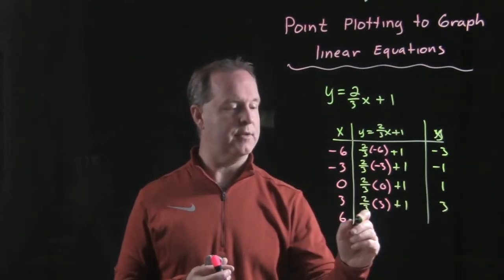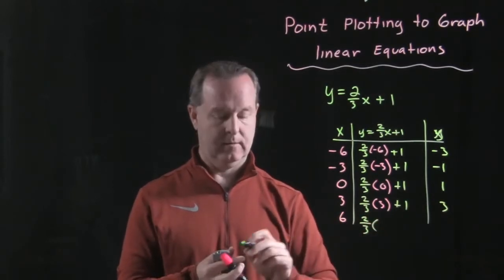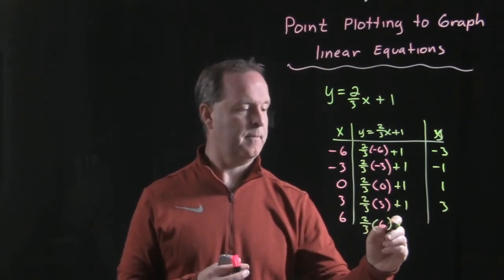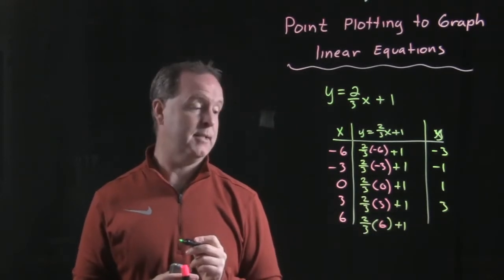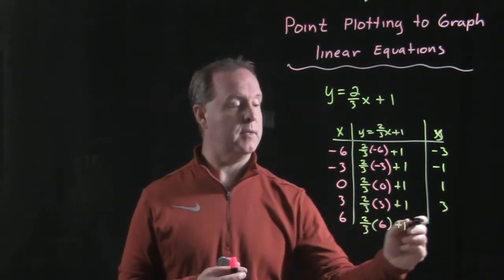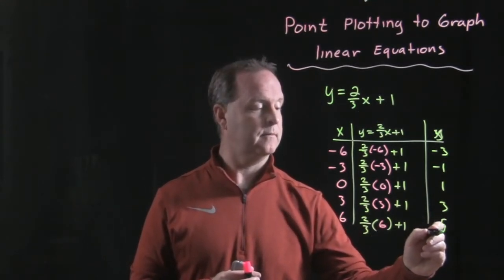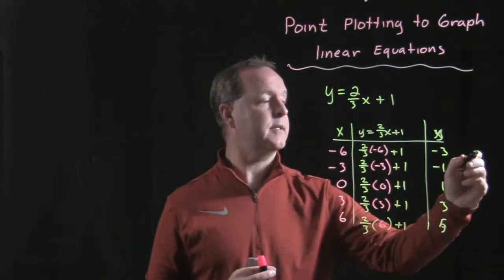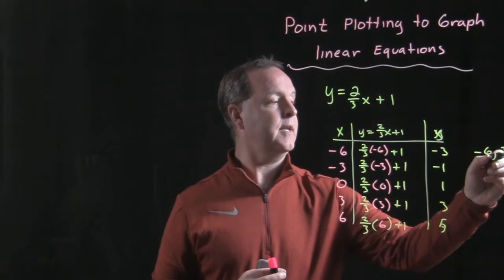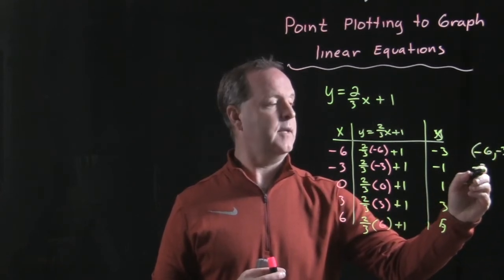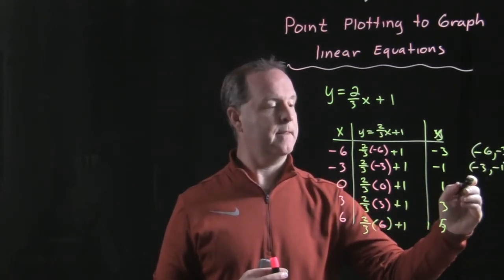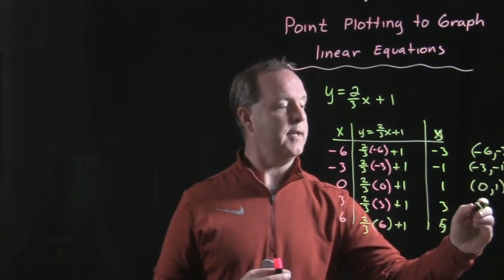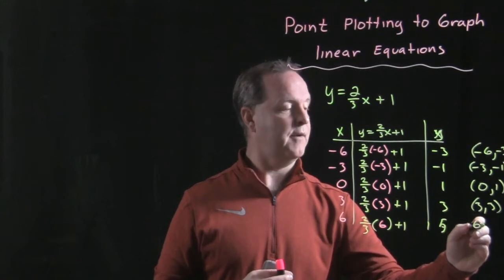And the last number that we have is 2/3 times a 6 plus a 1. 2/3 times 6 is 4. 4 plus 1 is a 5. And then from there, it looks like I have some coordinate pairs I can look at. -6 and -3. -3 and -1. 0 and 1. 3 and 3. And 6 and 5.